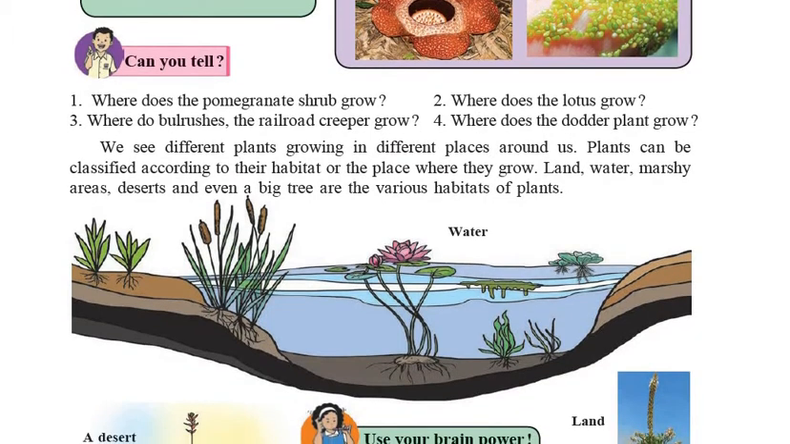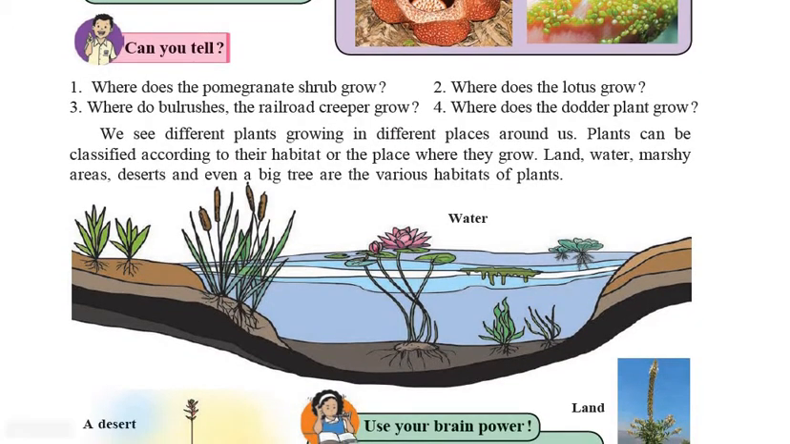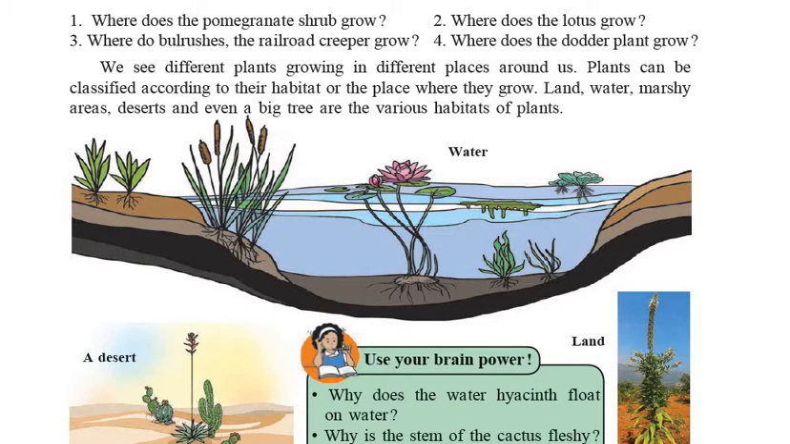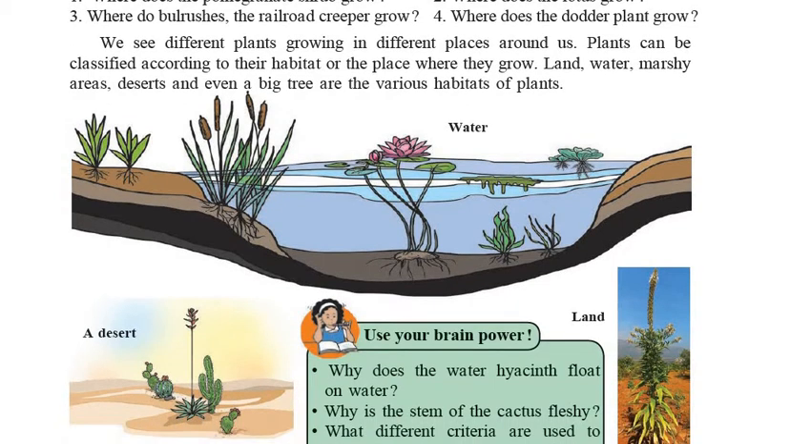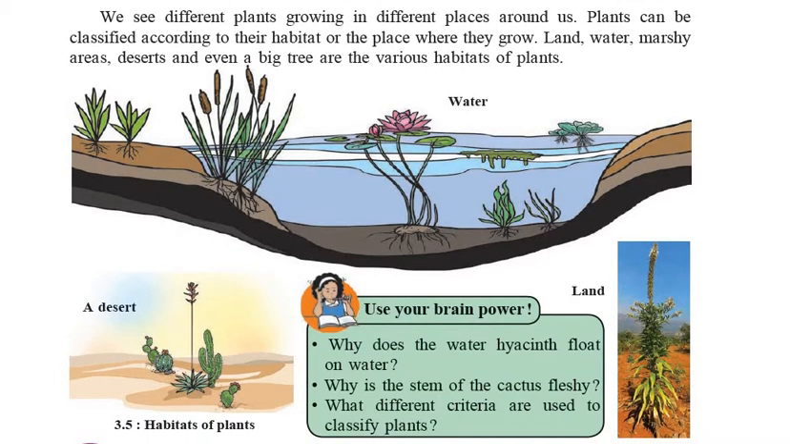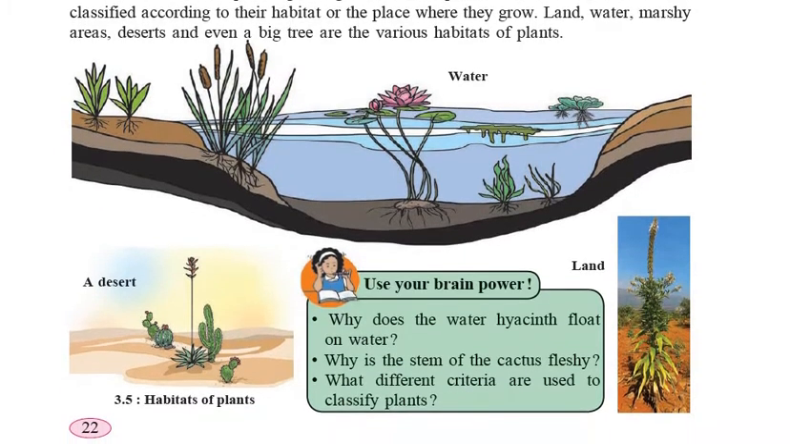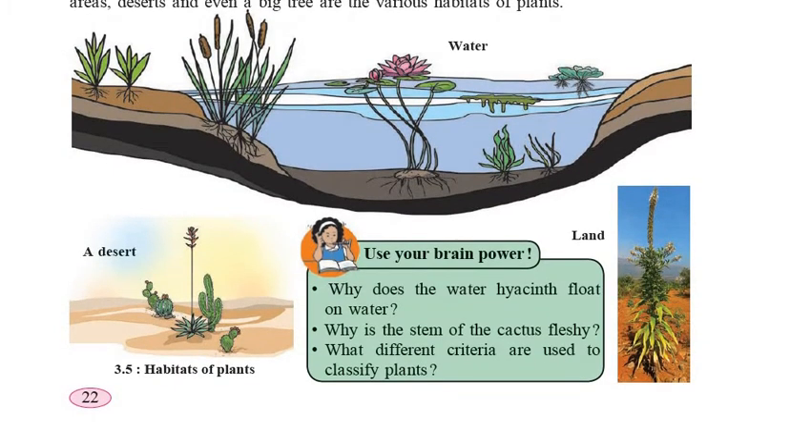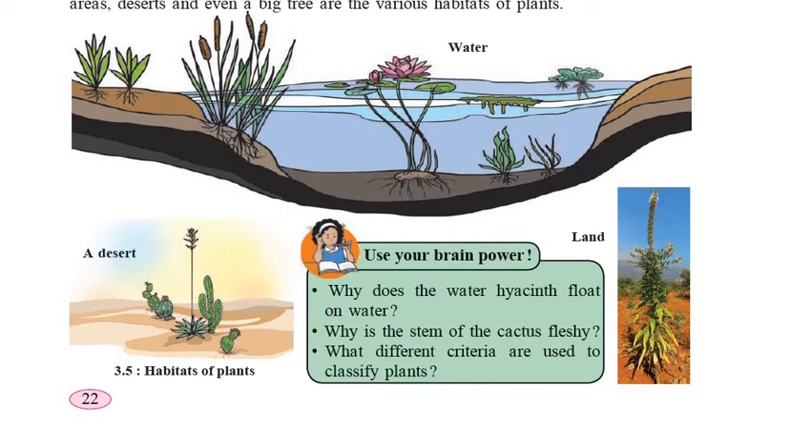Can you tell? Where does the pomegranate shrub grow? Where does the lotus grow? Where do bulrushes, the railroad creeper grow? Where does the dodder plant grow? We see different plants growing in different places around us. Plants can be classified according to their habitat or the place where they grow. Land, water, marshy areas, desert, and even a big tree are the various habitats of plants.